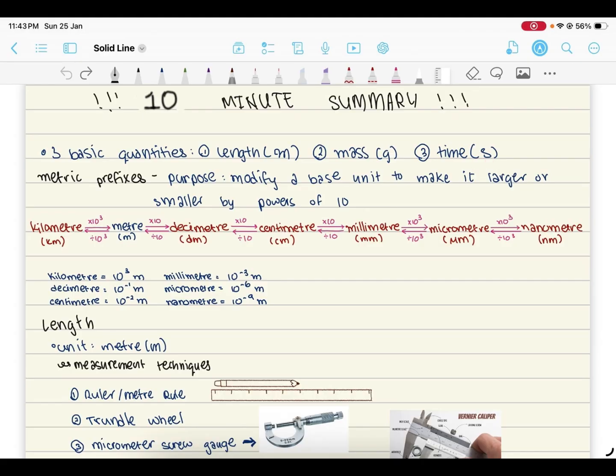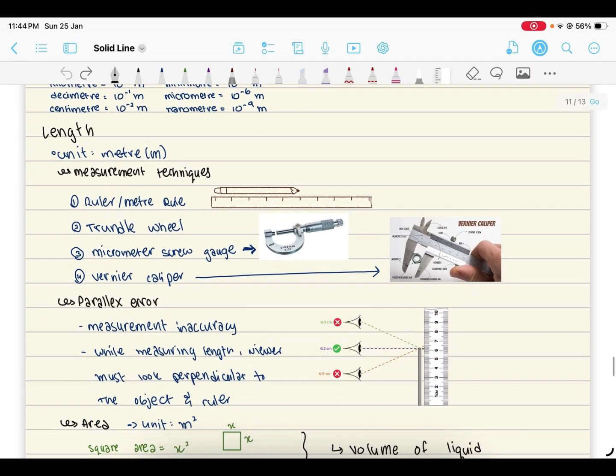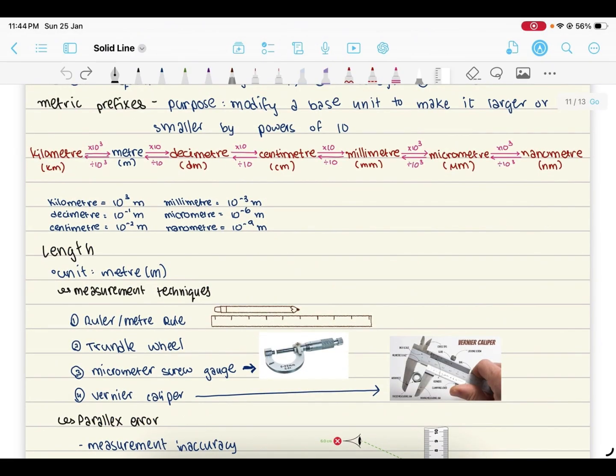There are metric prefixes: kilometer, decimeter, centimeter, millimeter, micrometer, nanometer. These are all metric prefixes, and their purpose is to simply modify a base unit to make it larger or smaller by powers of 10. Here we have used meter as an example for our base, but in other cases, there can also be kilogram, etc. Okay, so here kilo, deci, centi, milli, micro, and nano are examples of them. Here is a quick small chart you can look at to know how much each is equal to. We have only used meter as an example here. Okay, this can also be for gram, etc.